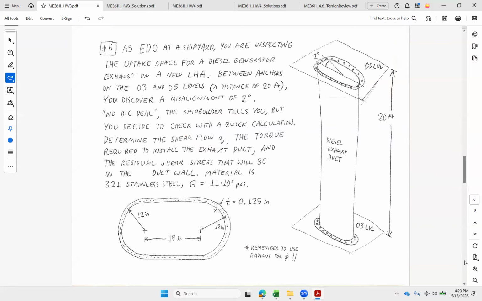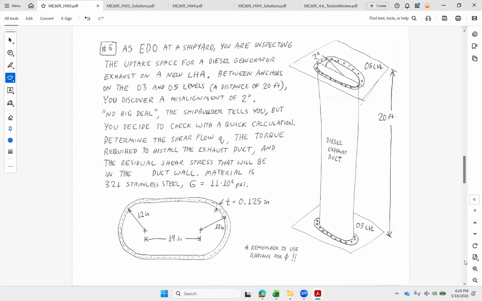All right, here we're looking at the uptake space for a diesel generator. Between 03 and 05 levels, the cutouts for this pipe to come through have a misalignment of about 2 degrees. Right? 2 degrees on maybe, say, 20 feet between levels up there. So it doesn't sound like that big of a deal, but you decide you're going to check it out anyway.